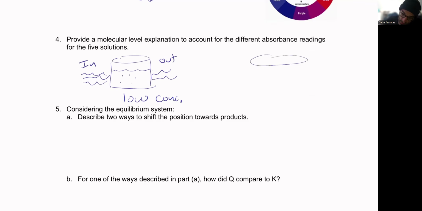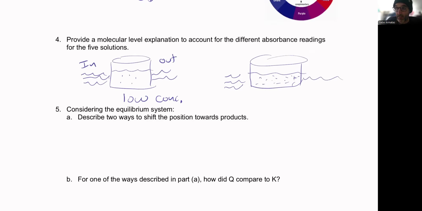But if we increase that concentration and we add a lot more, now when I put that light through, I only have very little light coming out. All of the absorbed light is appearing as red. That's why it's getting darker and darker. More absorption means more appearance of red because I've got more of that stuff absorbing. So again, the idea is low concentration versus high concentration. The higher the concentration, the more absorption, the more red that you're going to see. That's the idea behind the molecular level point of view.